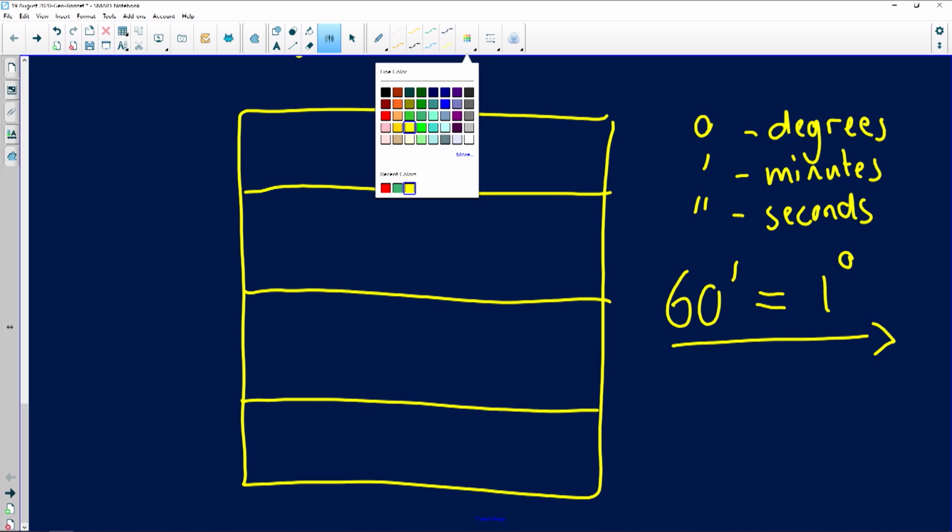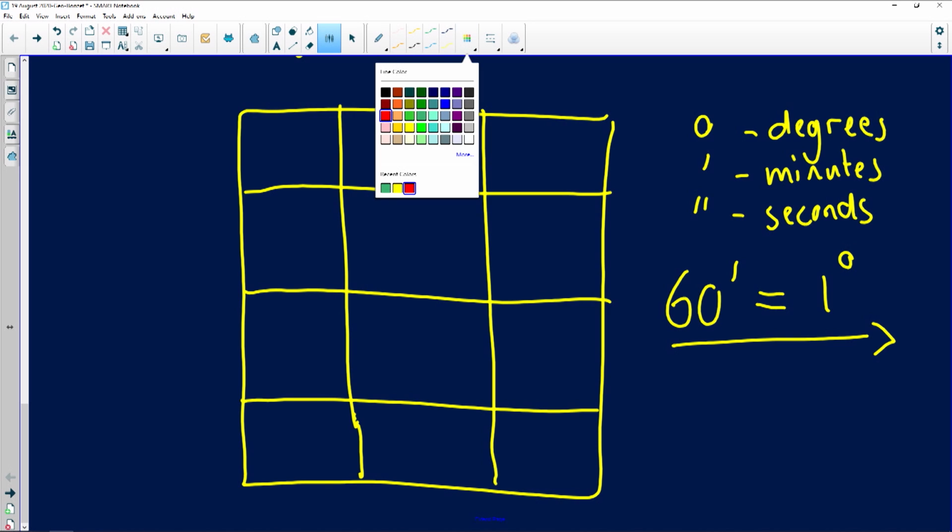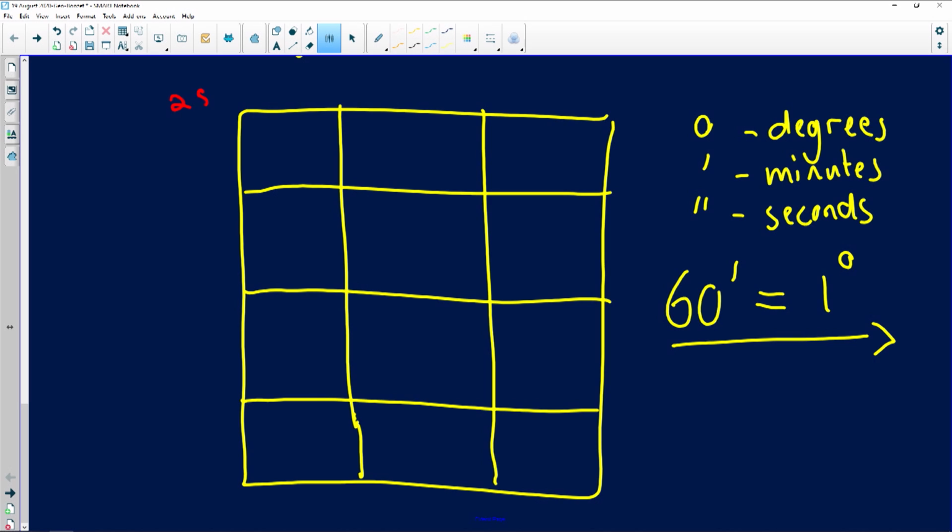The vertical lines represent longitude. Now, we're just drawing a virtual map, our own map. Let's assume this latitude line is 28 degrees, 58 minutes. So our next latitude line will be 59 minutes.